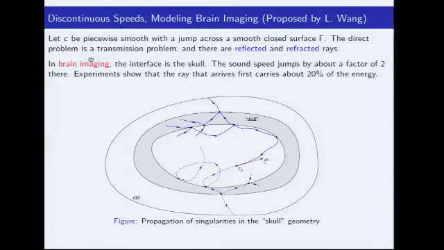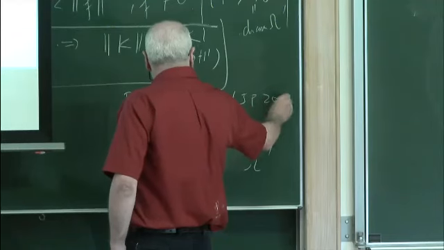Okay, so that was the case of C smooth. By the way, the reference for this paper, what I'm going to discuss, is on my web page. This is in a paper with Plum and Stefano, and it's in Inverse Problems 2009.